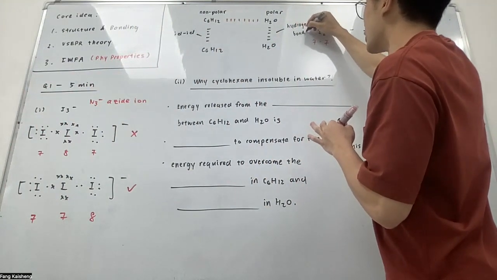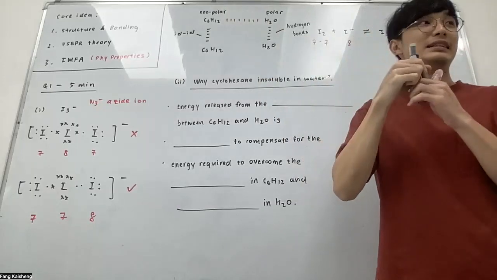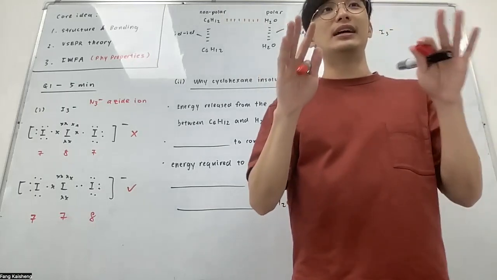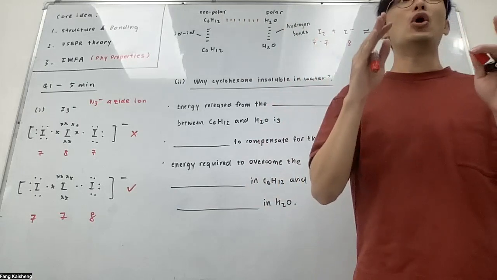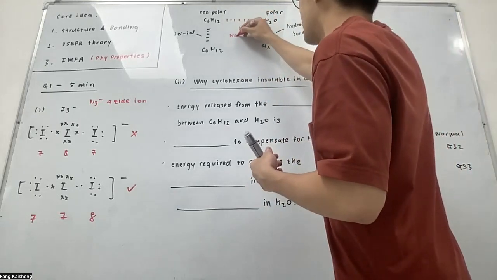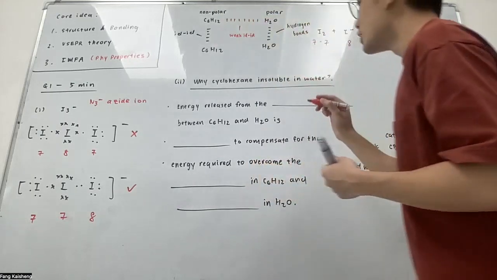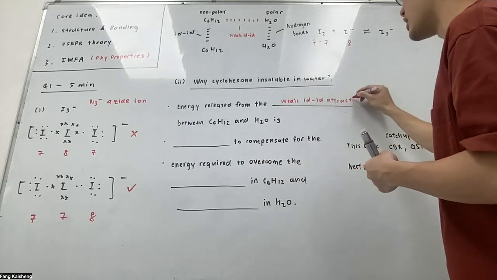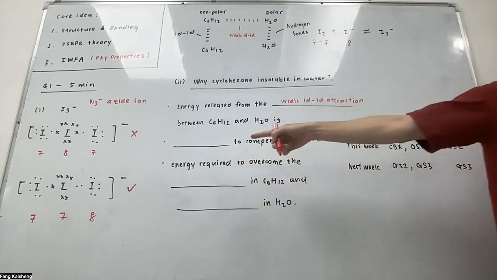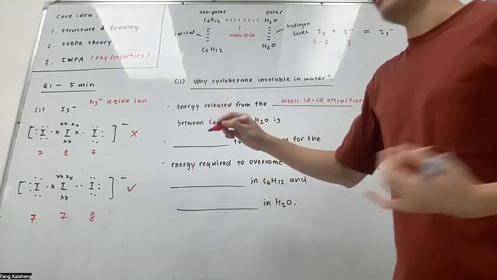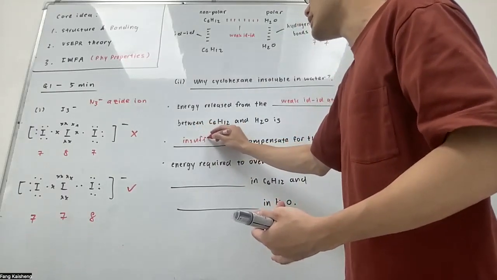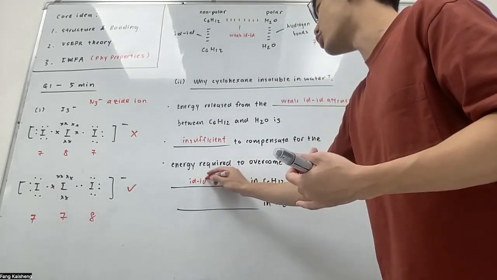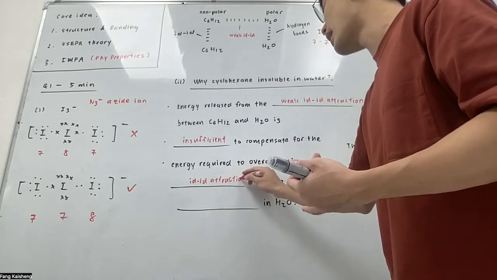So what's the interaction between the two species? Non-polar and polar, do they like each other? No. If you don't like someone, the attractions are going to be very weak. The weakest form of interaction you all know of is ID attractions. You can even describe it as weak. So here, the answer just needs filling in the blanks. The weak ID attractions between C6H12 and water are insufficient to compensate for the energy required to overcome the ID attractions in C6H12 and hydrogen bonds in water, because it's insoluble.